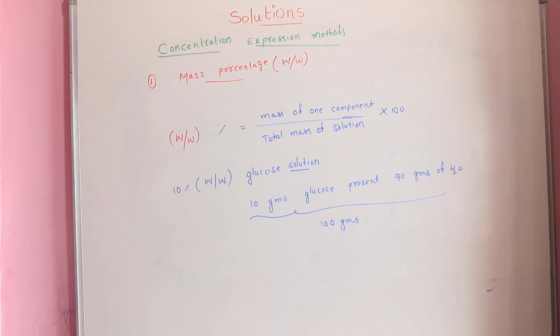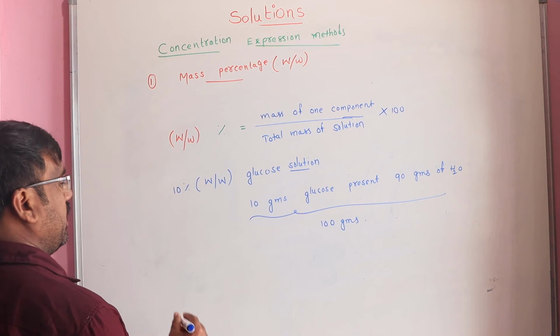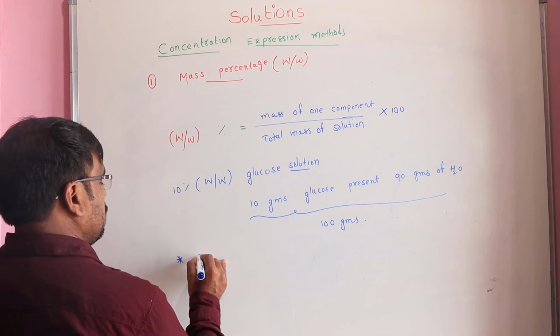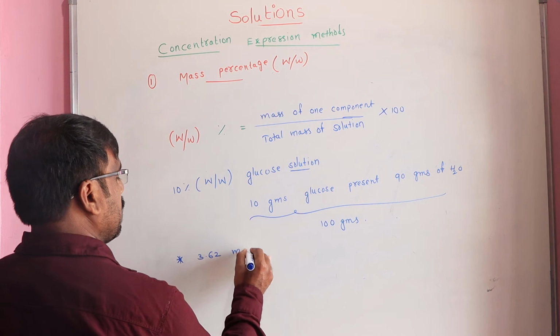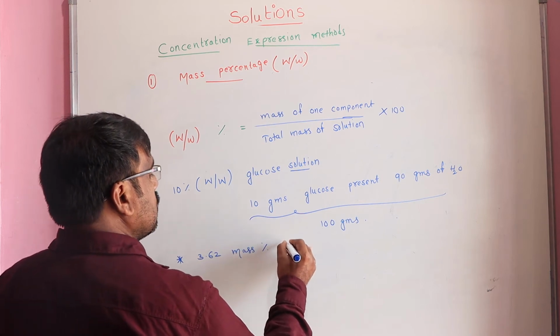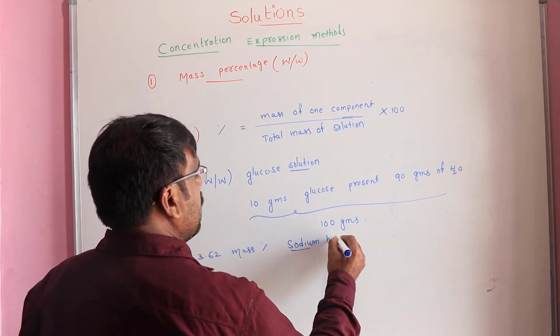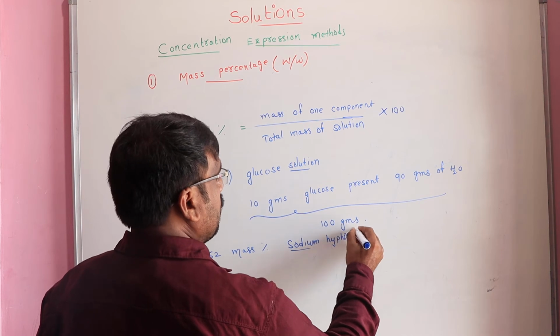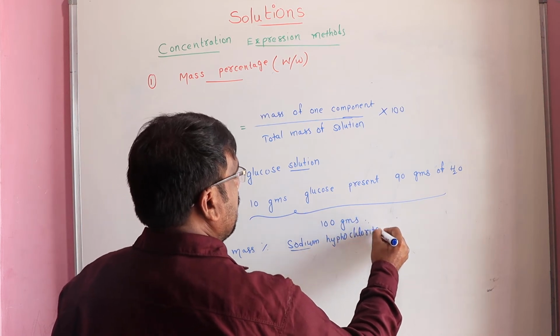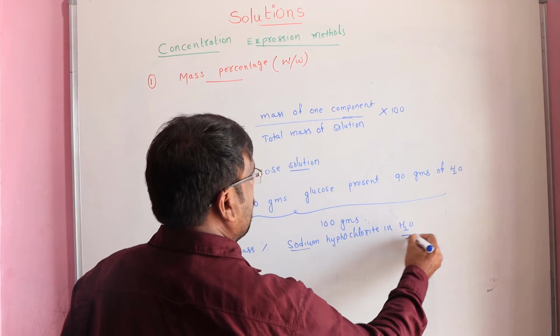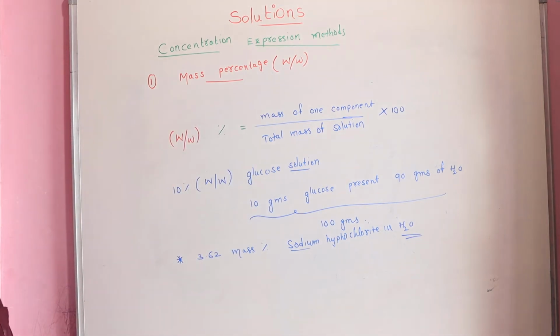And here we have one important point. Commercial bleaching solution contains 3.62 mass percentage of sodium hypochlorite in water, which is known as commercial bleaching solution. So this is about the mass percentage.